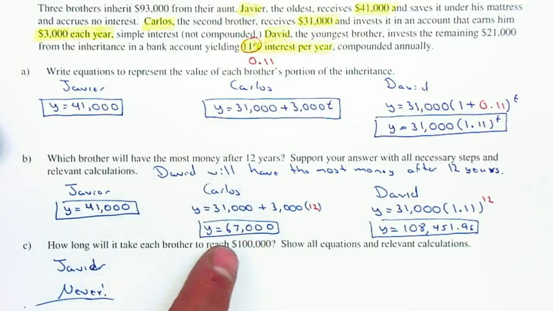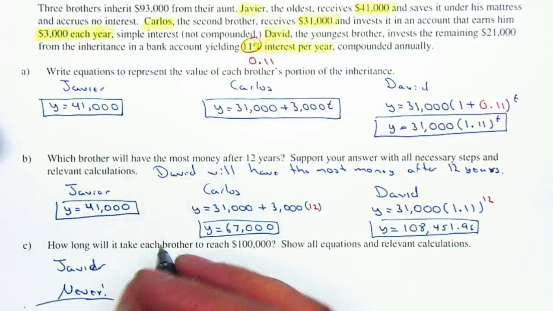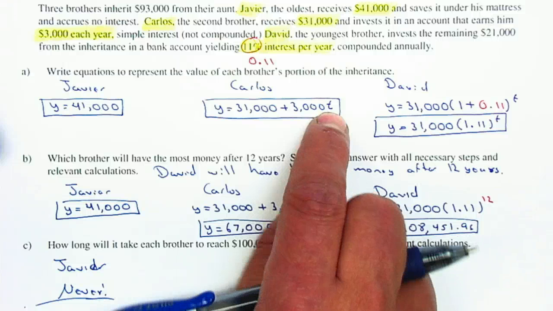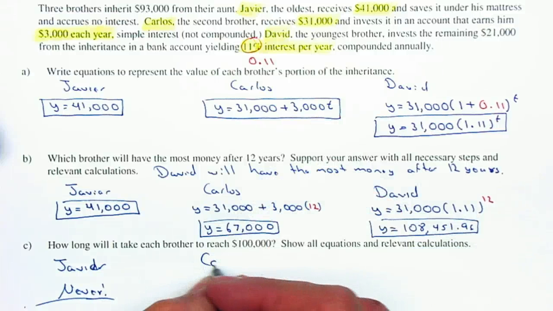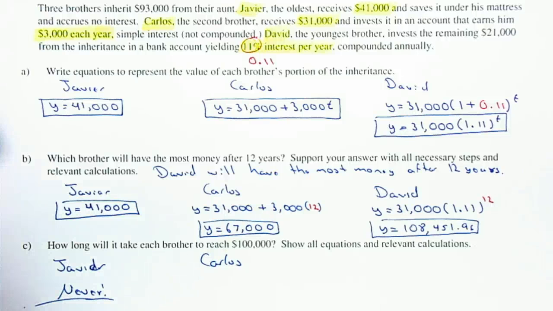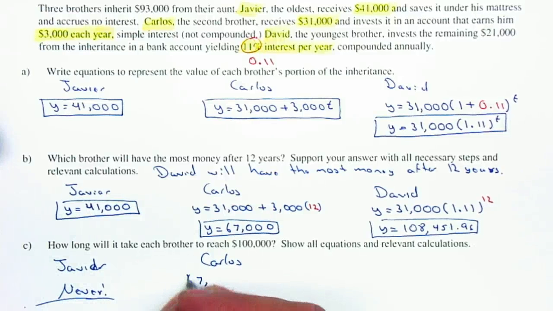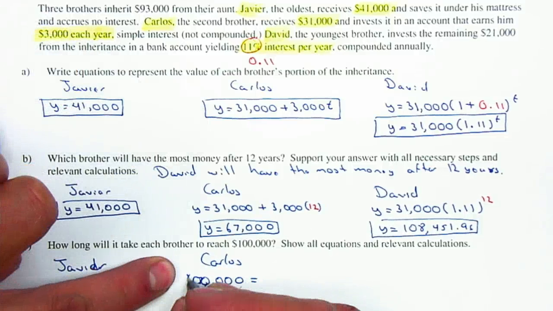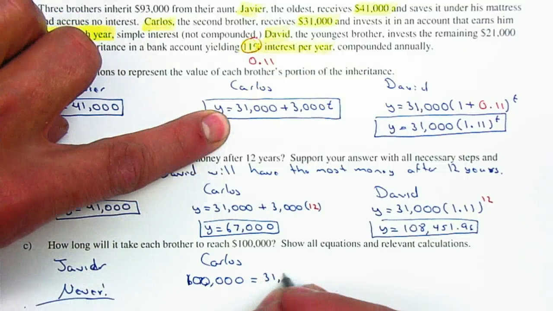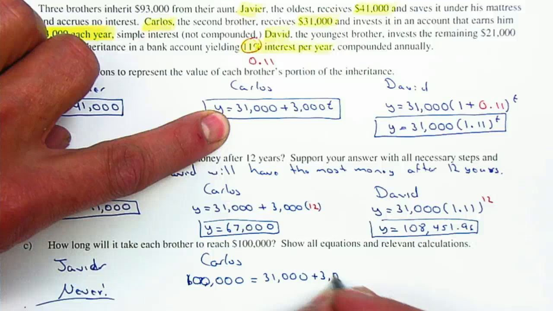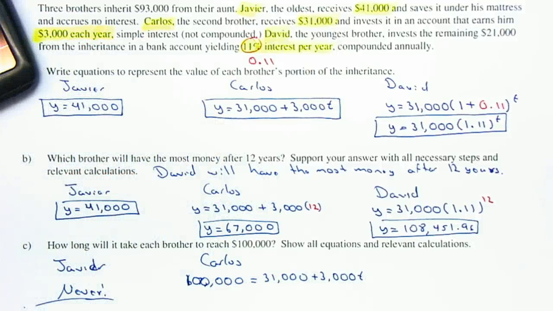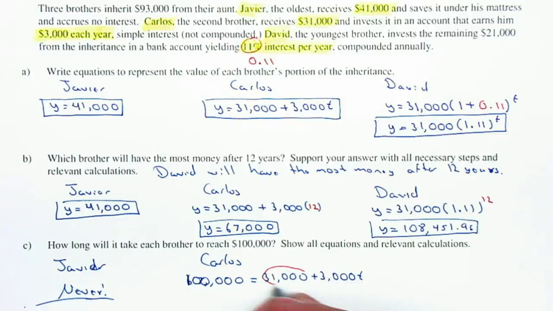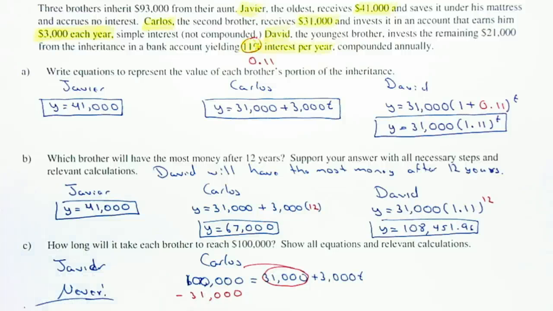For Carlos, we're going to plug in the 100,000 in the Y to determine how long it's going to take him, so we can solve for T. After 12 years he had 67,000. Now, instead of the Y, we plug in 100,000 equal to 31,000 plus 3,000 T. And I need to leave that T by itself. So I'll move my 31,000 to the left, and it becomes a negative 31,000. You can use a calculator to simplify, which gives you 69,000.